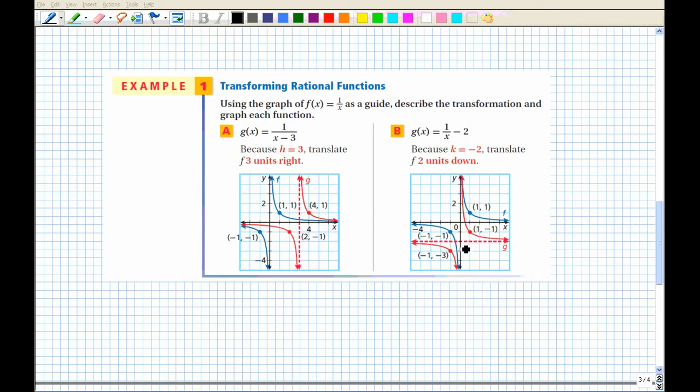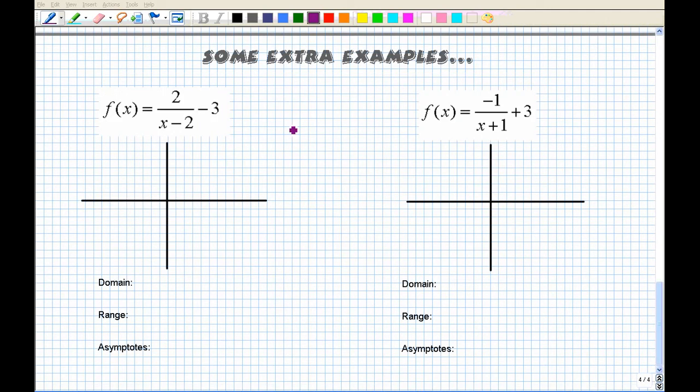Let's look at a couple more examples. Okay, so I've got 2 examples here. This first one is 2 over x minus 2, minus 3. And I'm looking for the domain, range, and asymptotes, and we're also going to graph it. So first of all, let's talk about the transformations that are happening here.